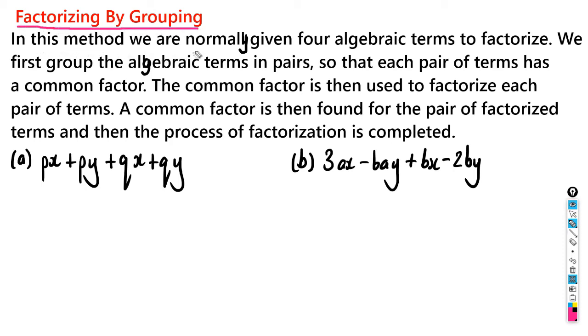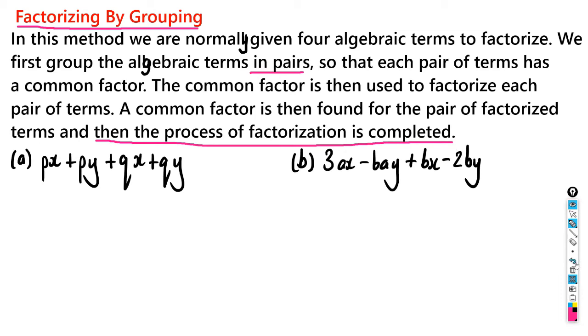And in this method, we are normally given 4 algebraic terms to factorize. We first group the algebraic terms in pairs so that each pair of terms has a common factor. The common factor is then used to factorize each pair of terms, and a common factor is then found for the pair of factorized terms, and then the process of factorization is completed.